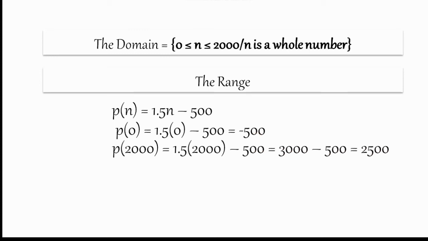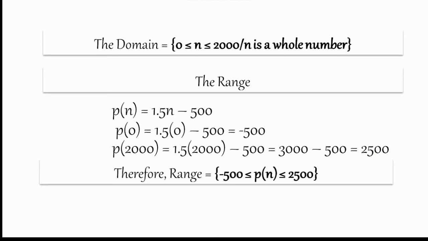And then we use the 2,000 caps in the equation. You have 1.5 times 2,000 minus 500, which is 3,000 minus 500, 2,500 bucks. That becomes the upper limit. So we say our range would be minus 500 less than or equal to P of N less than or equal to 2,500. Problem 4.